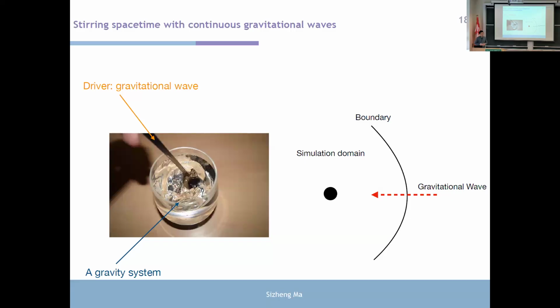Here we hope that the same intuition could apply to the gravity scenario as well. If we continue to use the gravitational wave to stir a spacetime, maybe some nonlinearity could build up and lead to some interesting phenomena.